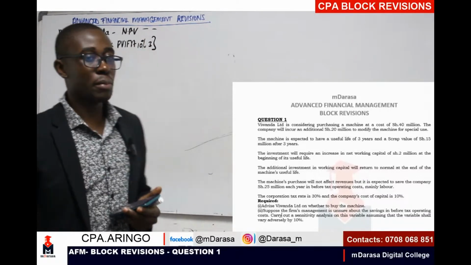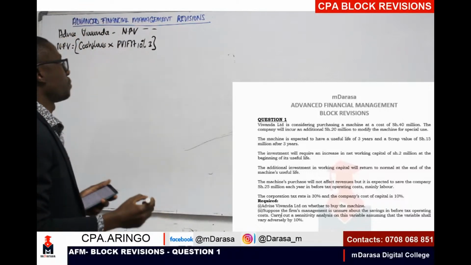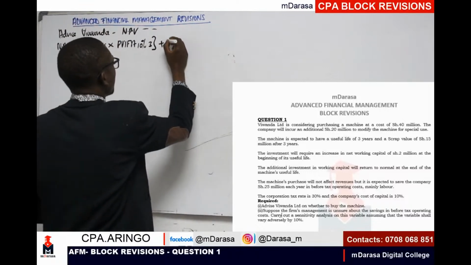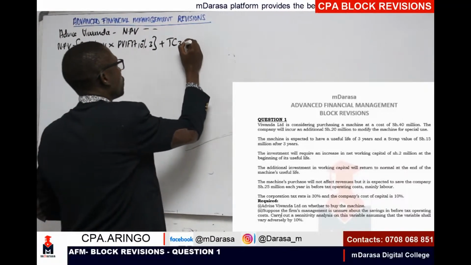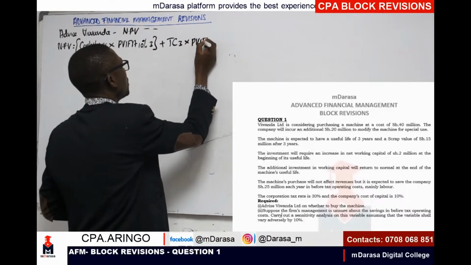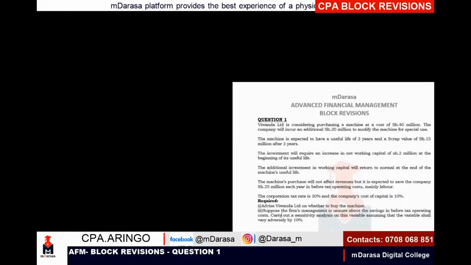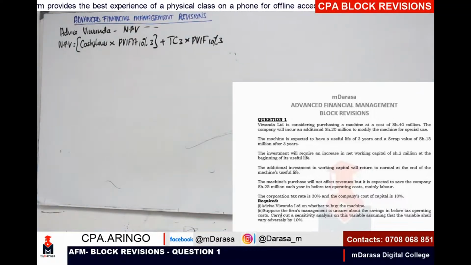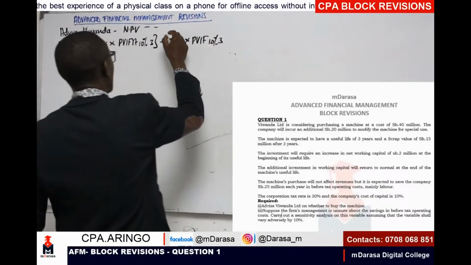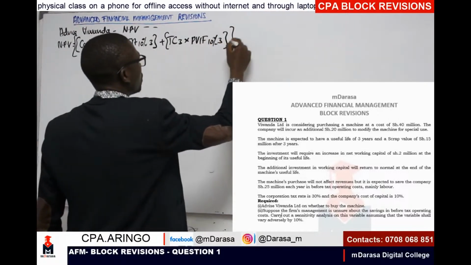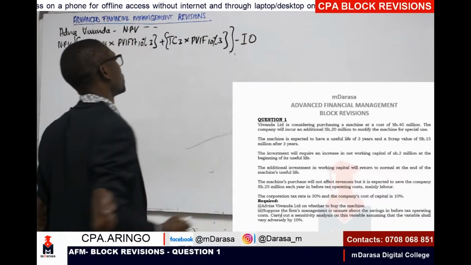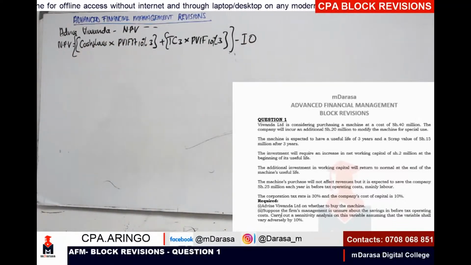We are given the working capital that was recovered at the end of the period. So we should have our terminal cash flow at the end of year 3. This is a one-off value, so you're talking of present value interest factor given 10% in 3 years. So that is what you should have up to that point, right? We know very well that I am supposed to deduct our initial outlay. So we have all these items.